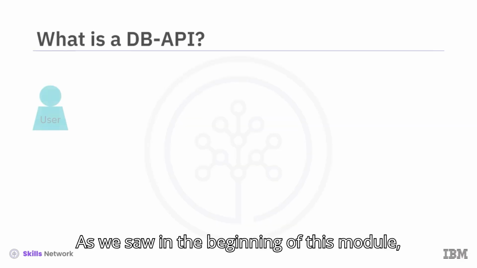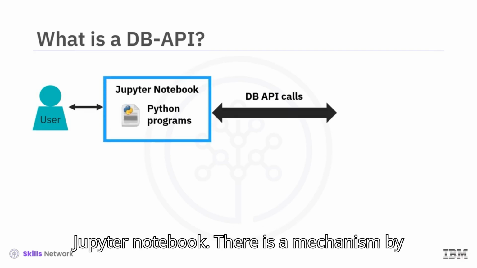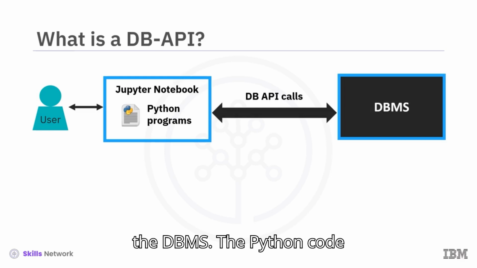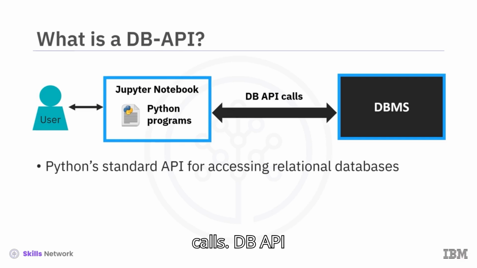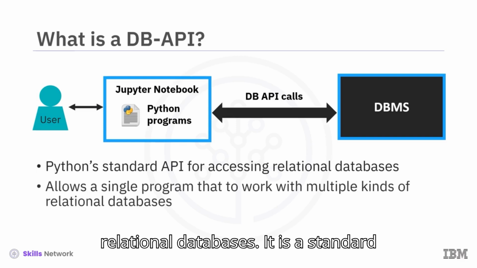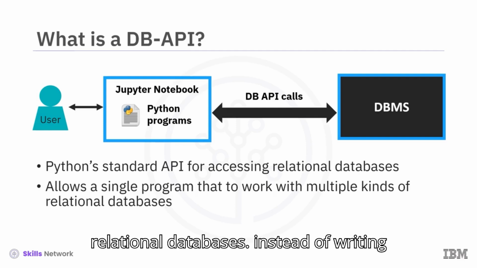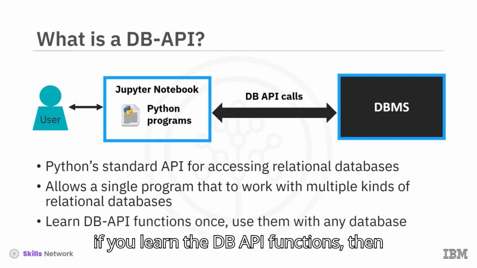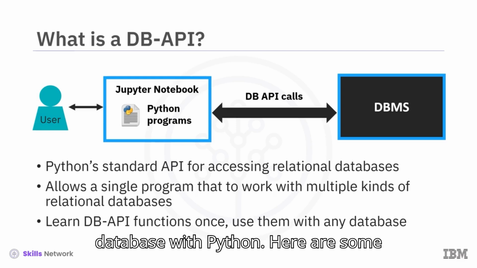As we saw in the beginning of this module, the user writes Python programs using a Jupyter notebook. There is a mechanism by which the Python code communicates with the DBMS. The Python code connects to the database using DB API calls. DB API is Python's standard API for accessing relational databases. It is a standard that allows you to write a single program that works with multiple kinds of relational databases, instead of writing a separate program for each one. So, if you learn the DB API functions, then you can apply that knowledge to use any database with Python.